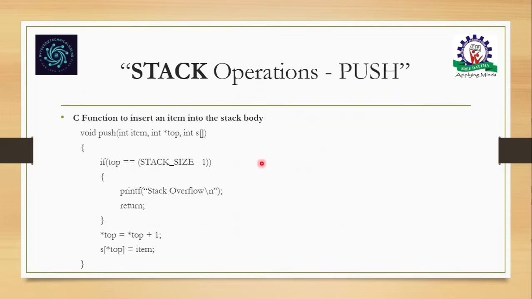So the overall C function for the push operation can be written as follows. Here we are going to take item, top, and the array S as the parameters that are being passed from the main function, and these are received as the arguments in this current function push. So top we will take as a pointer. Why? Because top is just an address location that is going to mark. As we understood, first we have to check whether the stack is overflow or not.